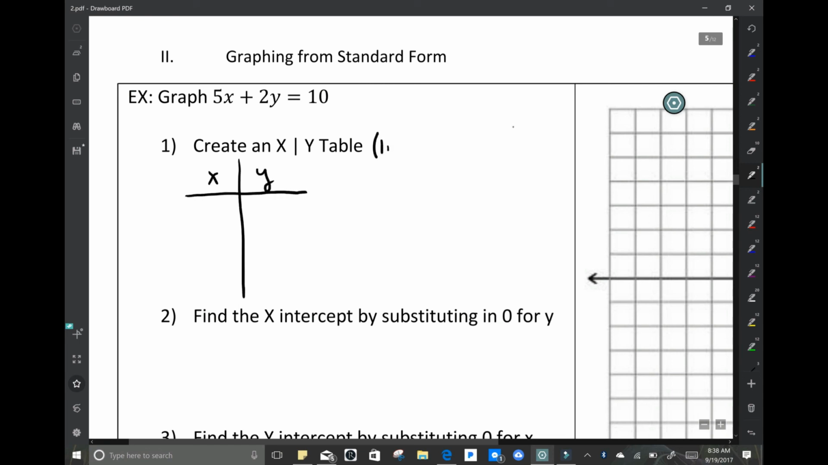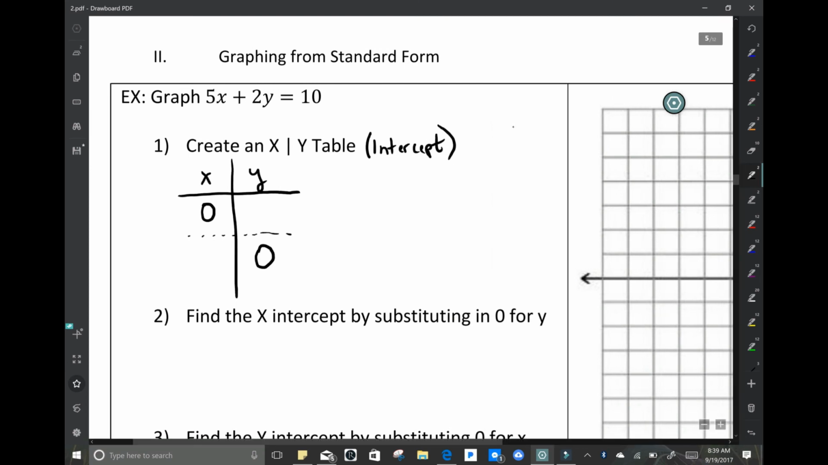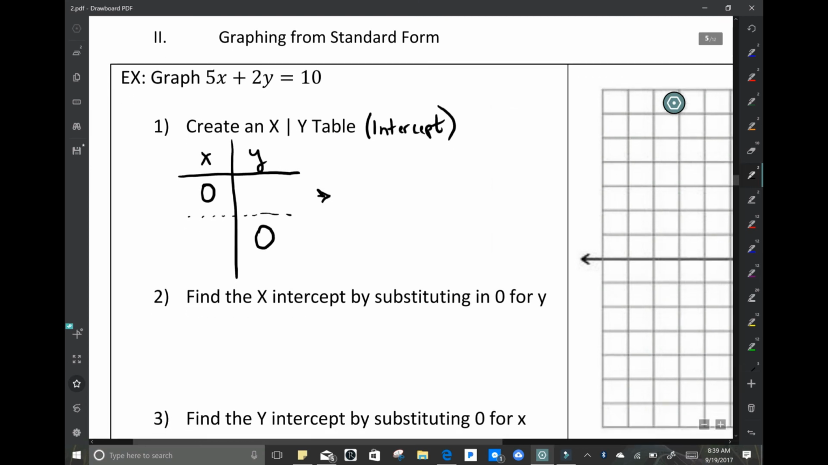So this is an intercept table. It's pretty neat. All you do is you put in 0 for x, and in another spot, you put in 0 for y. We're going to find the 2 points where it crosses the axes. So to find the x-intercept, we substitute 0 in for y. So we have 5x plus 2 times 0 equals 10.